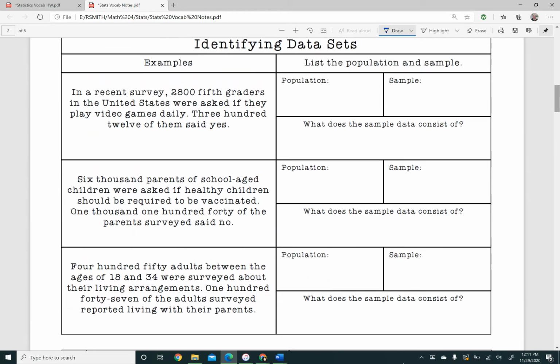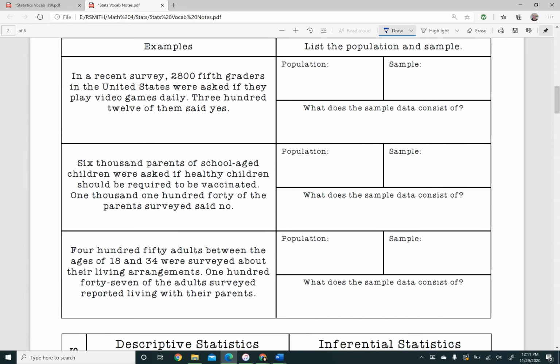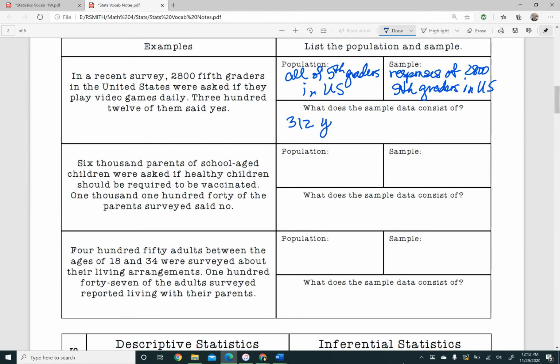So let's identify some data sets. Here's some examples. In a recent survey, 2,800 fifth graders in the United States were asked if they would play video games daily. 312 of them said yes. So the population is all of the fifth graders in the US. The sample is the responses of the 2,800 fifth graders in the US. And what does the sample data consist of? 312 yes responses and 2,488 no responses.